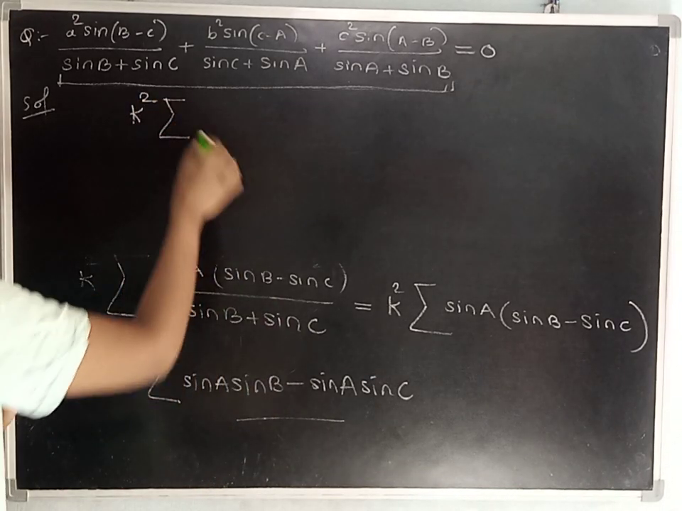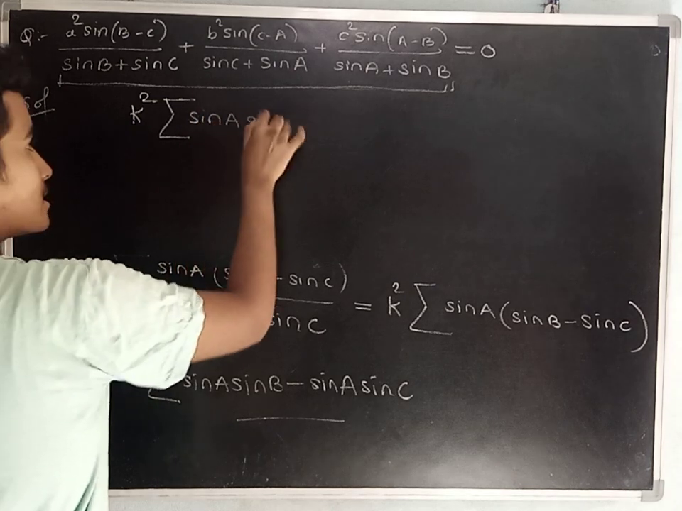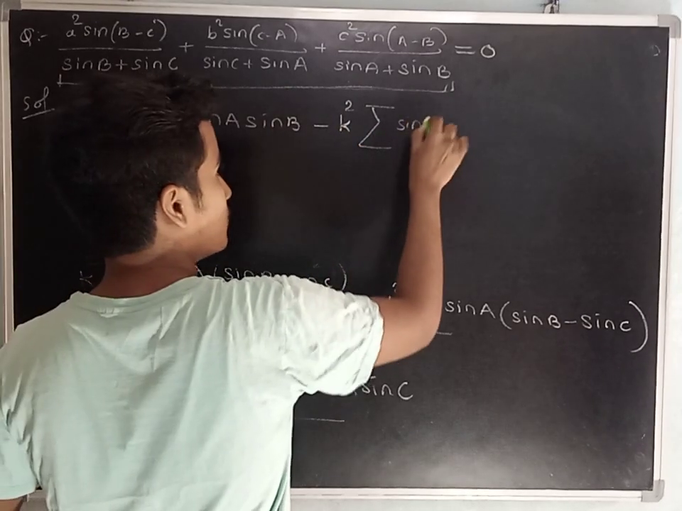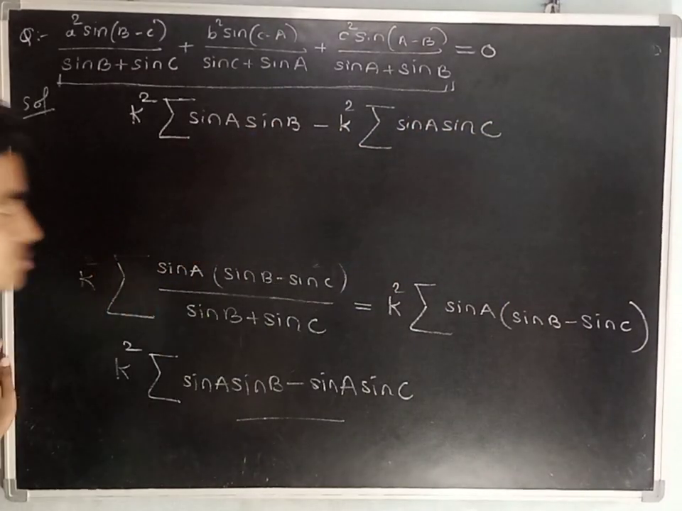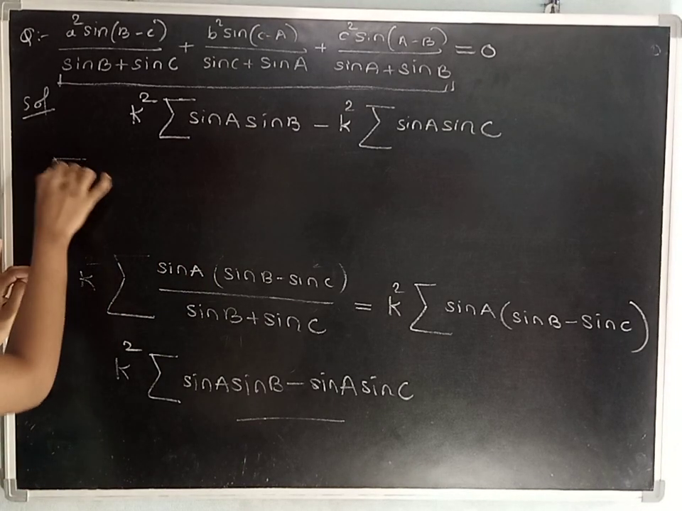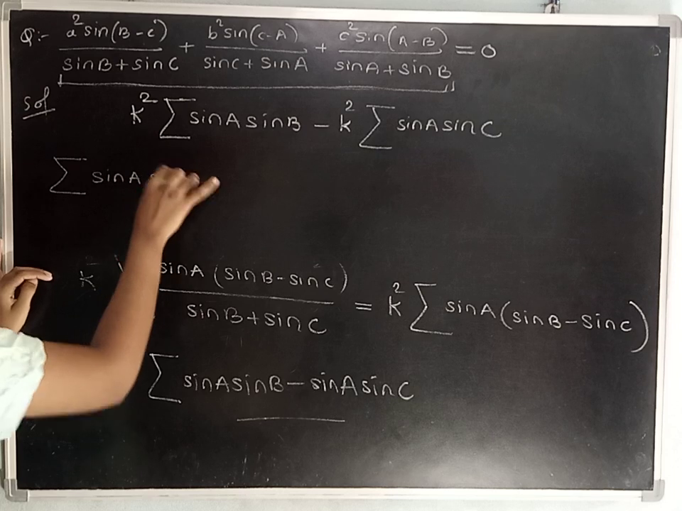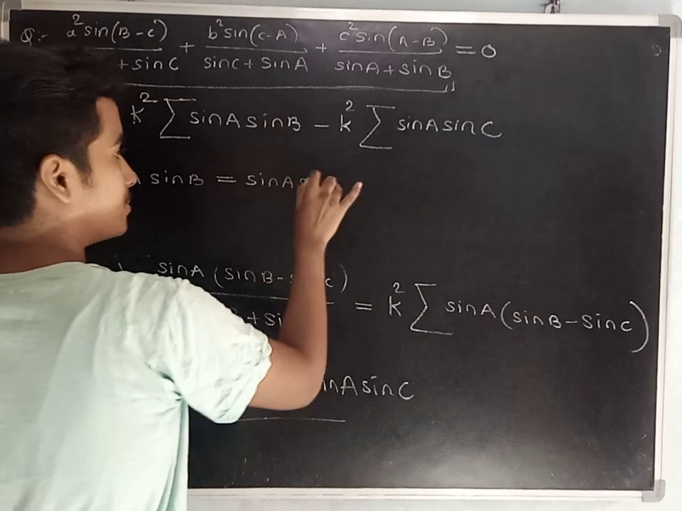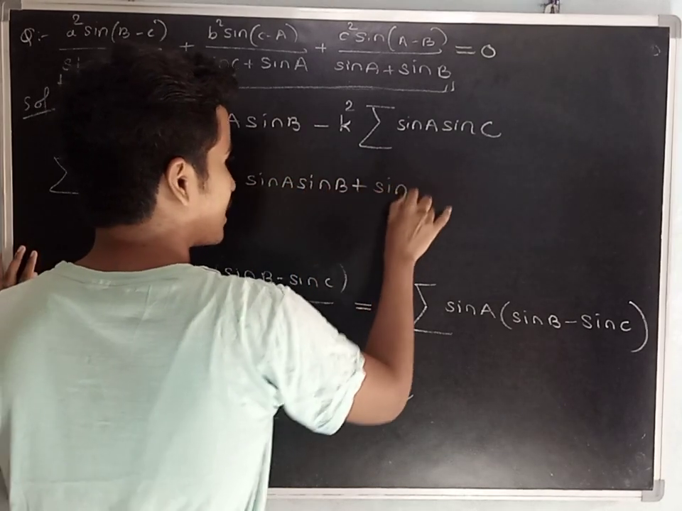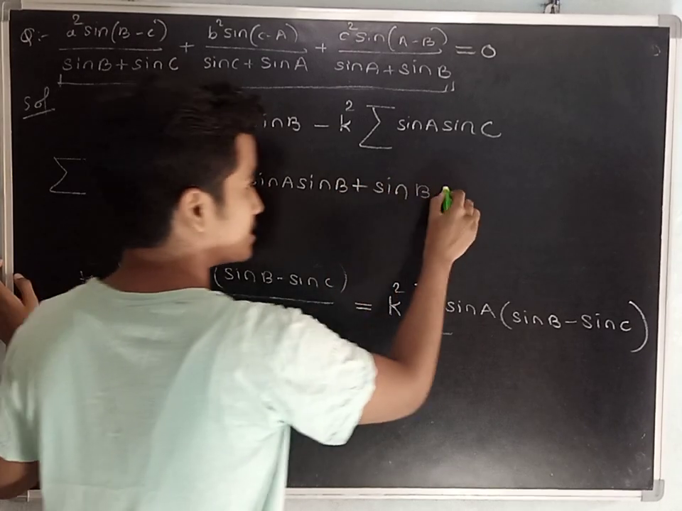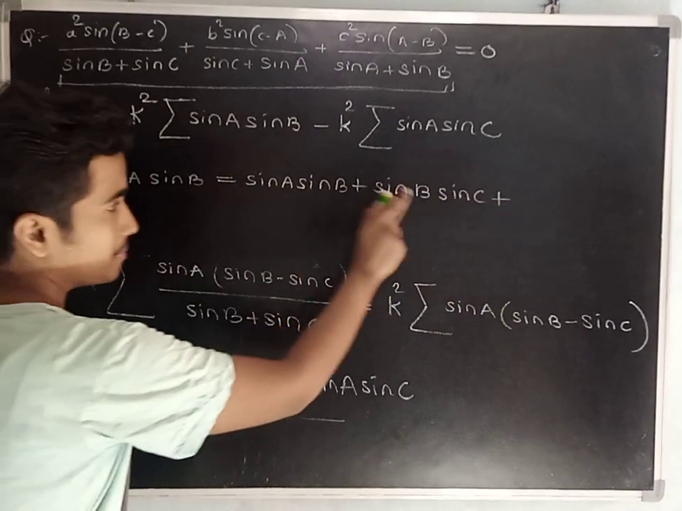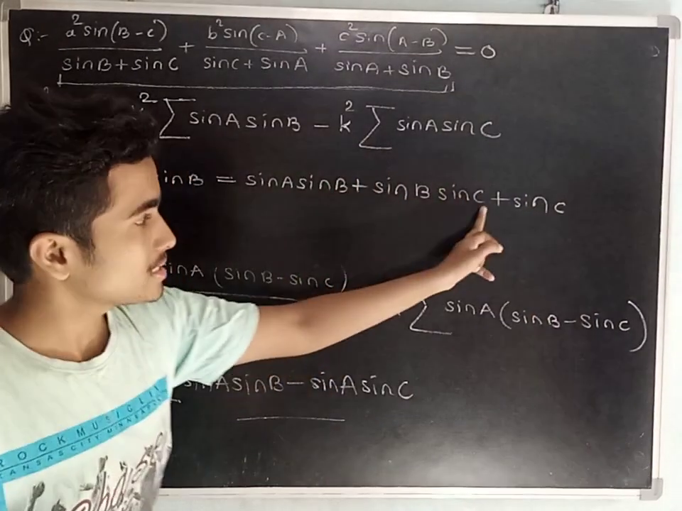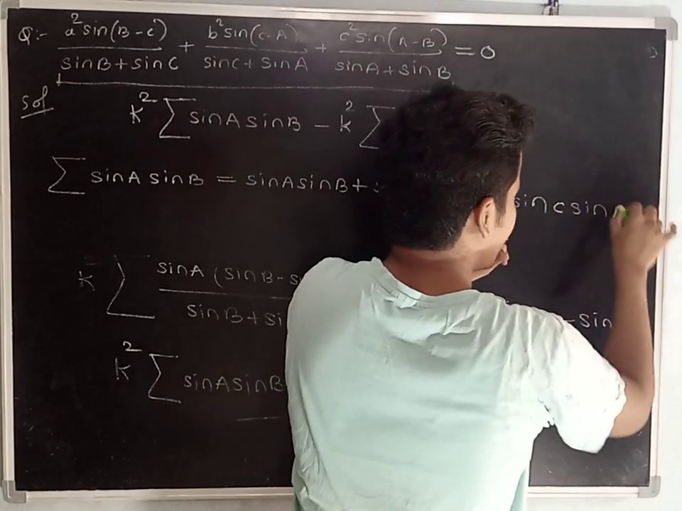Let me write it split into two terms: sigma sin A sin B minus k square sigma sin A sin C. Sigma sin A sin B is nothing but sin A sin B plus sin B sin C plus sin C sin A.